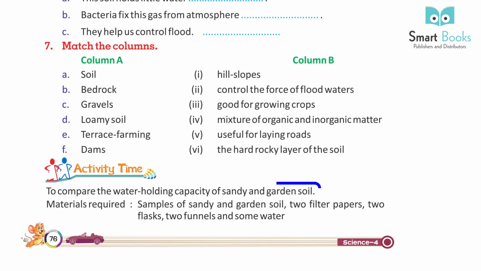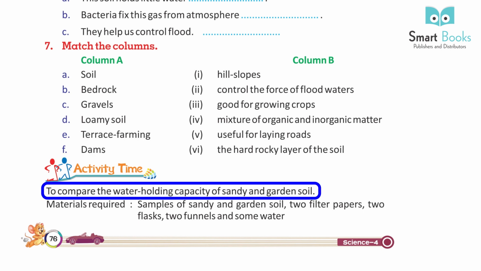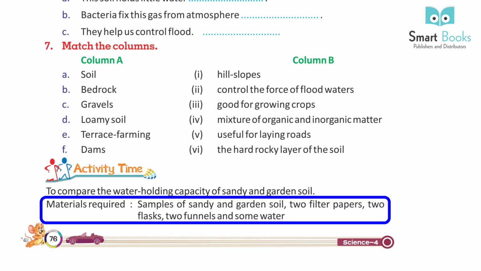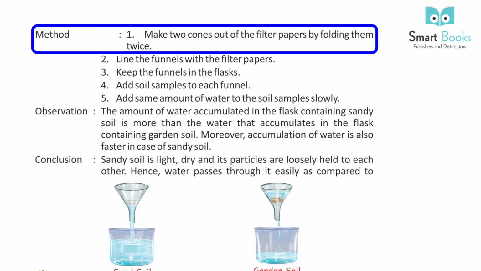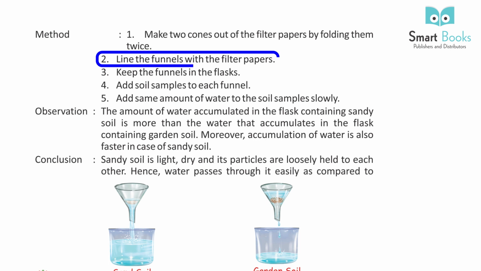Activity time. To compare the water holding capacity of sandy and garden soil. Materials required: samples of sandy and garden soil, 2 filter papers, 2 flasks, 2 funnels and some water. Method. 1. Make 2 cones out of the filter paper by folding them twice. 2. Line the funnels with the filter paper. 3. Keep the funnel in the flask.